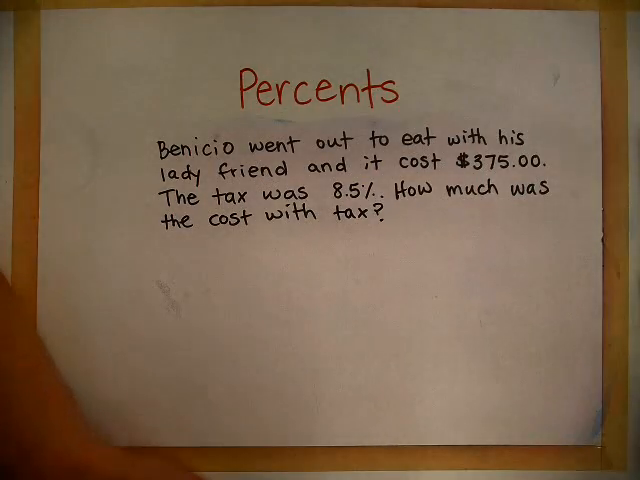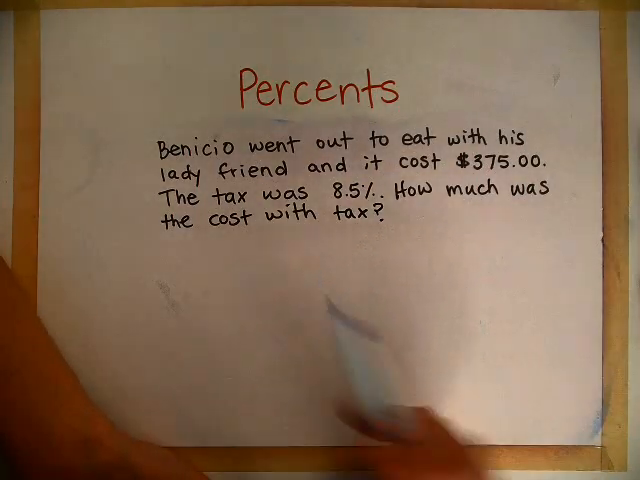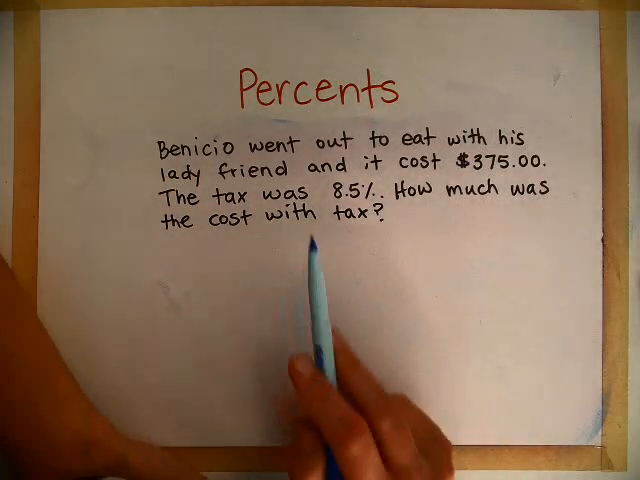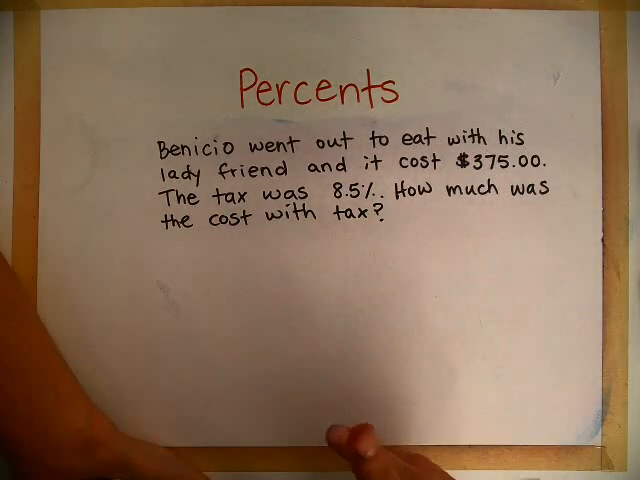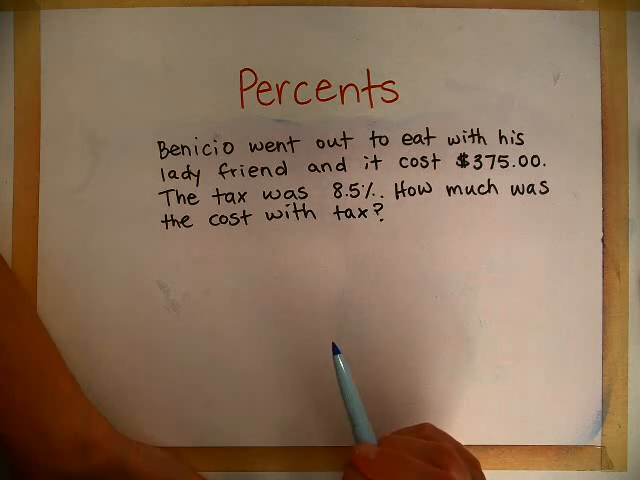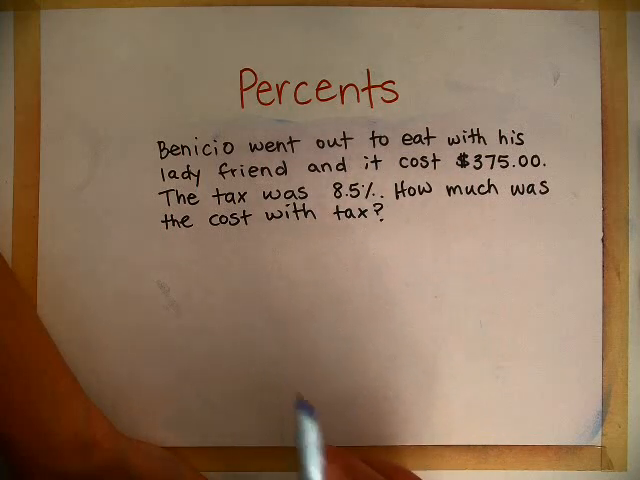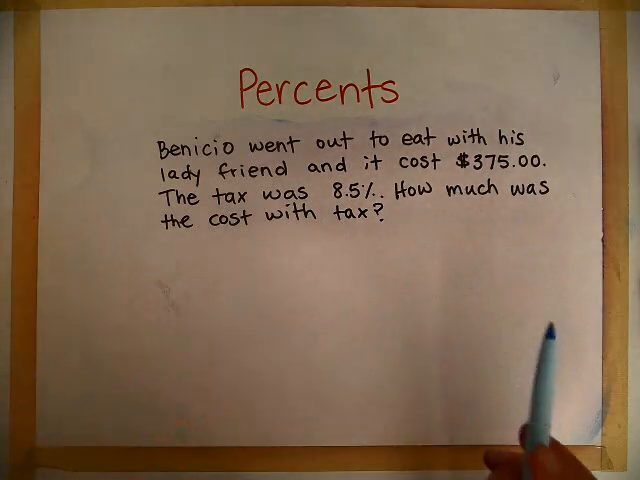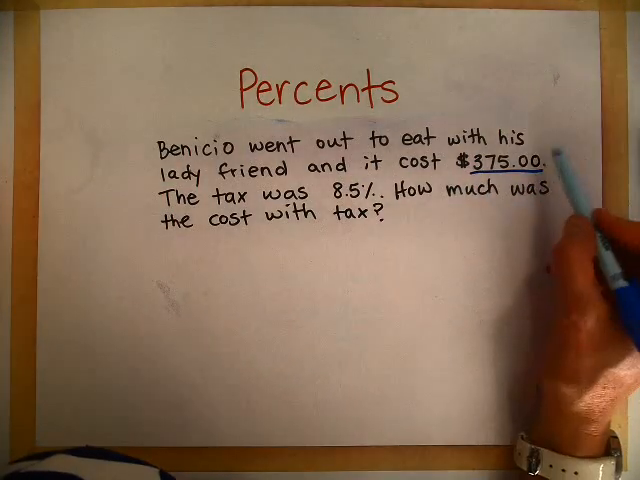One more percent problem. Okay, this one is more of a word problem. Benicio went out to eat with his lady friend and it cost $375. The tax was 8.5%. How much was the cost with tax? Okay, so we've got $375.